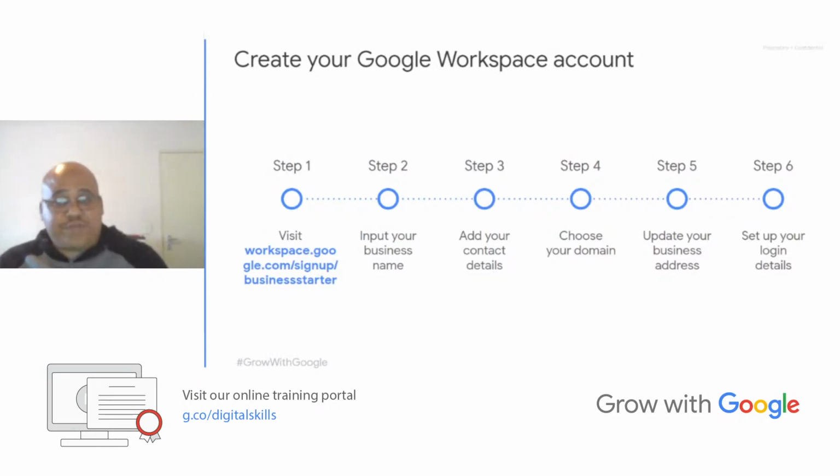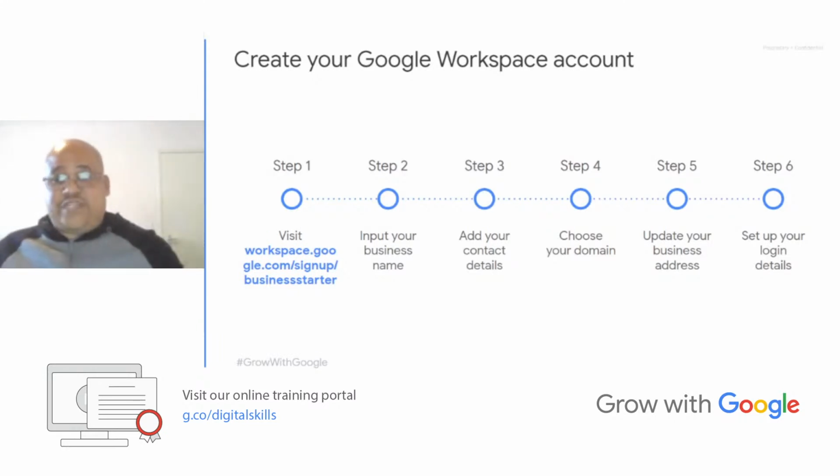Firstly, you enter your core business details, your business name, and the number of employees, as well as your location. You can add your contact details, your first name, last name, and email address, and then you choose your domain. Either you've already bought one, or you can get a suggested domain. And you can update your business address, and then choose your username and your password.